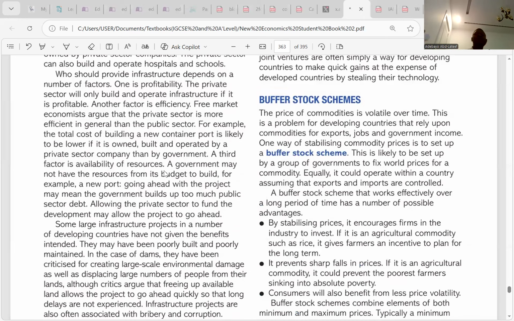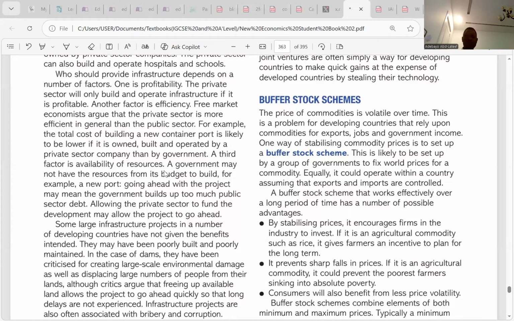The price of commodities is volatile over time. So this is a problem for developing countries that rely upon commodities for export jobs, and government income. One way of stabilizing commodity prices is to set a buffer stock scheme. So government will buy when it is cheap and sell when it's expensive.